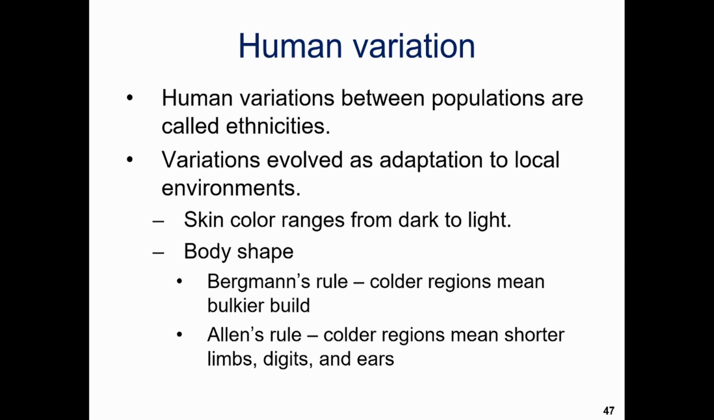Body shape is another variation we see. We see that in areas that are colder, individuals tend to have a bulkier build. And in colder regions, we also see that the limbs, the digits, and the ears are shorter. This is because you're at risk of losing heat in a colder area, and so staying bulkier and having shorter digits and ears and limbs can help you retain body heat.